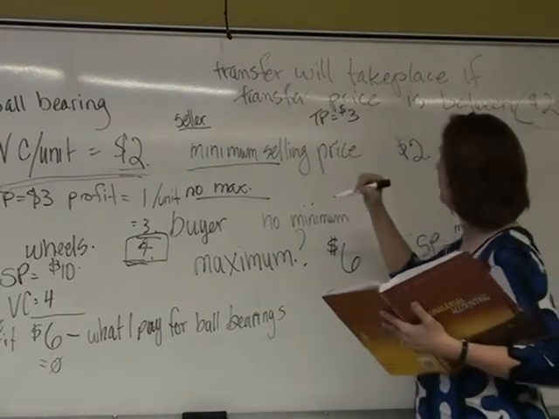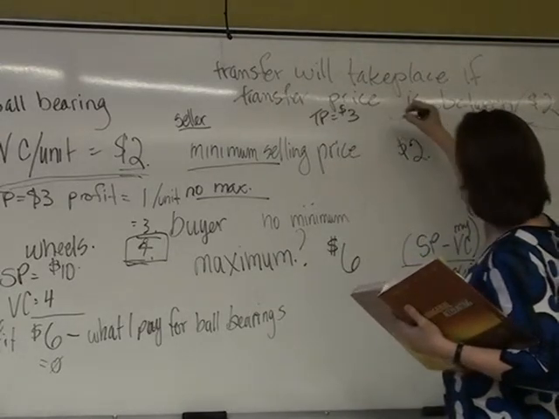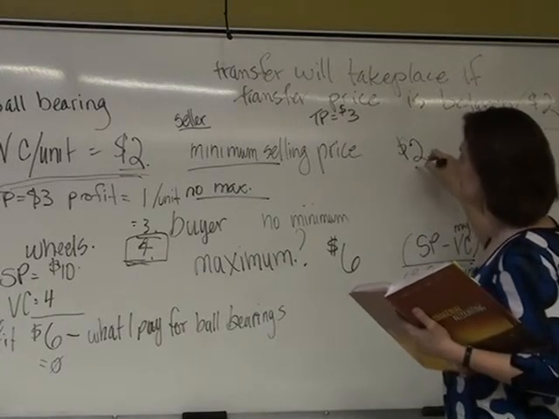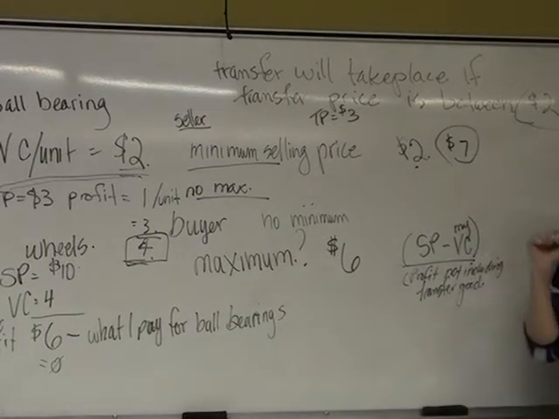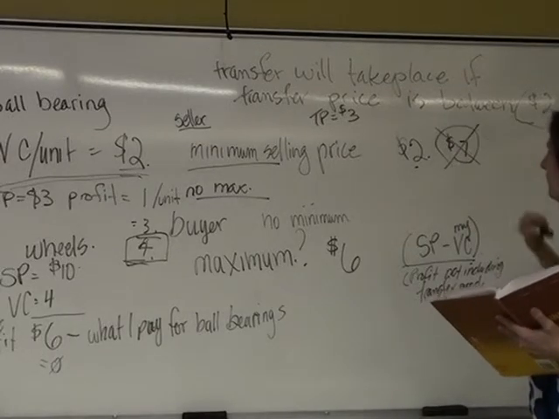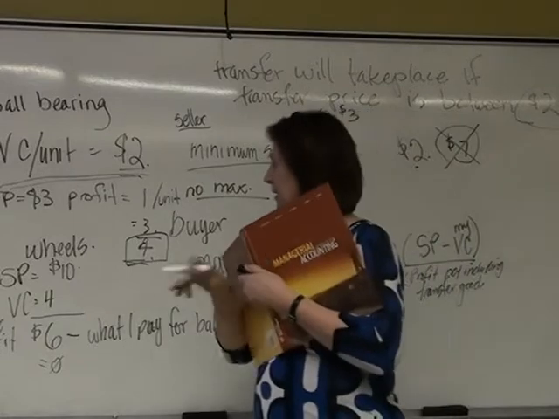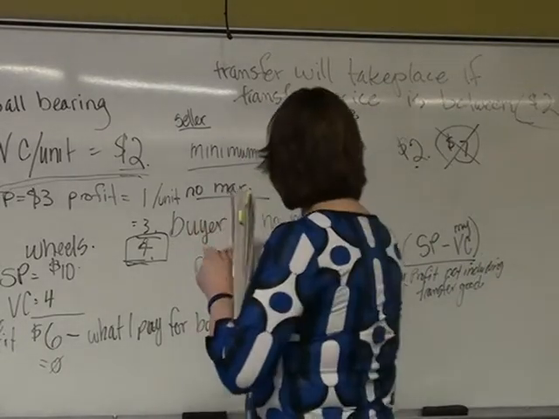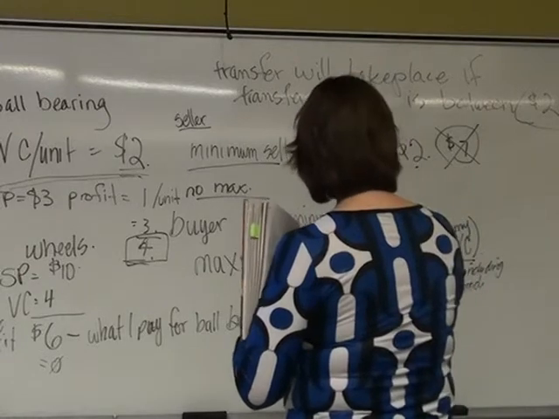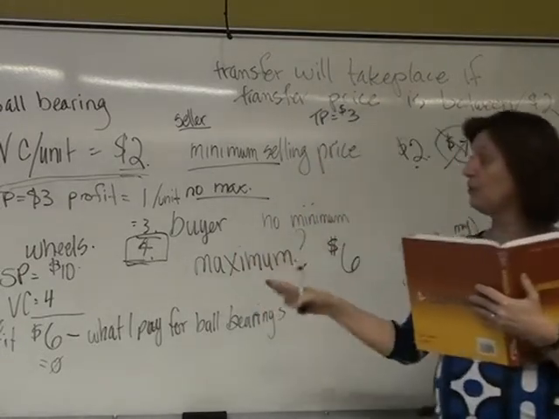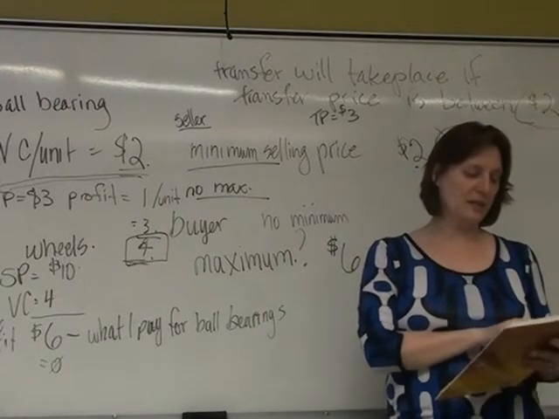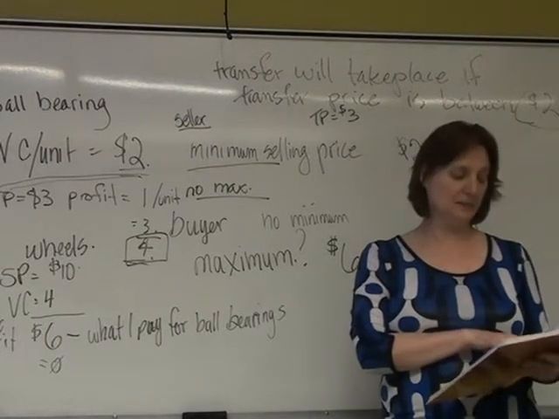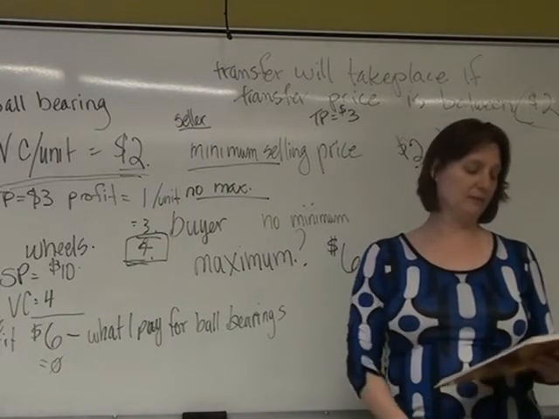What happens if the seller insists he needs to get $7 as the transfer price? The transfer won't take place. So that's what happens when there's no constraints on capacity. So at the top of page 487, when it says selling division with idle capacity, that's where it's going.